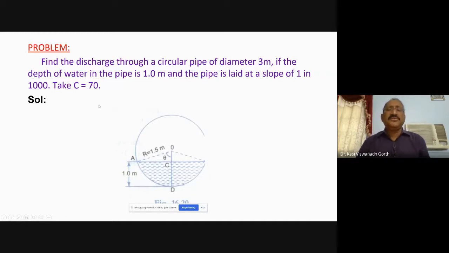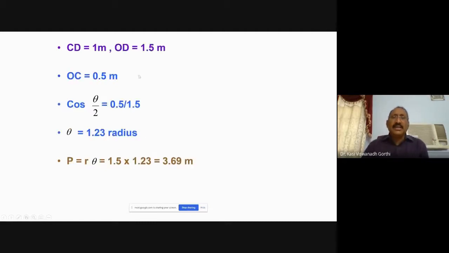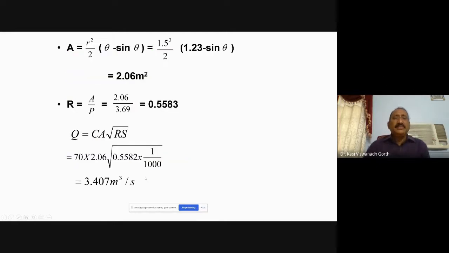So since Chezy's coefficient is given, make use of the Chezy's formula. So C is 70, S is 1 by 1000, and Y is given to be 1 meter. Wetted area is R square by 2 into theta minus sin theta, and wetted perimeter P is R into theta. Please note that the value of theta is substituted in radians, and you have got the wetted area, you have got the wetted perimeter, and hence the hydraulic radius is A by P, 0.55.